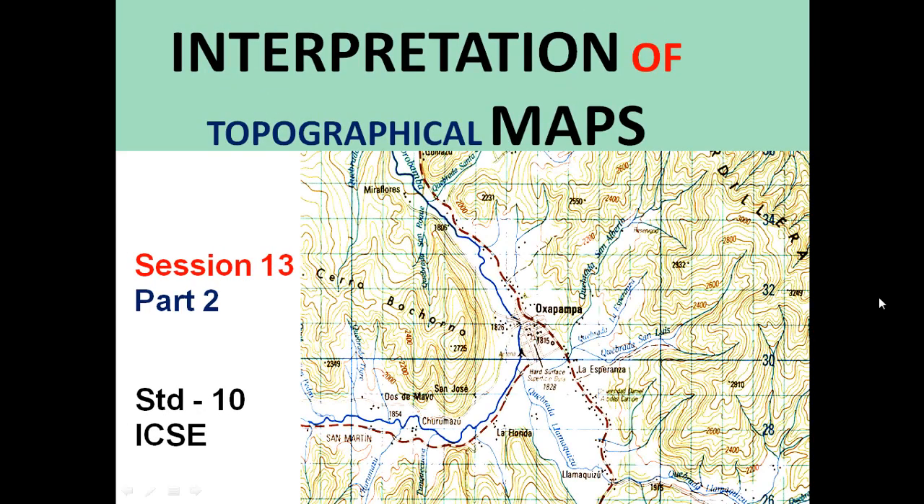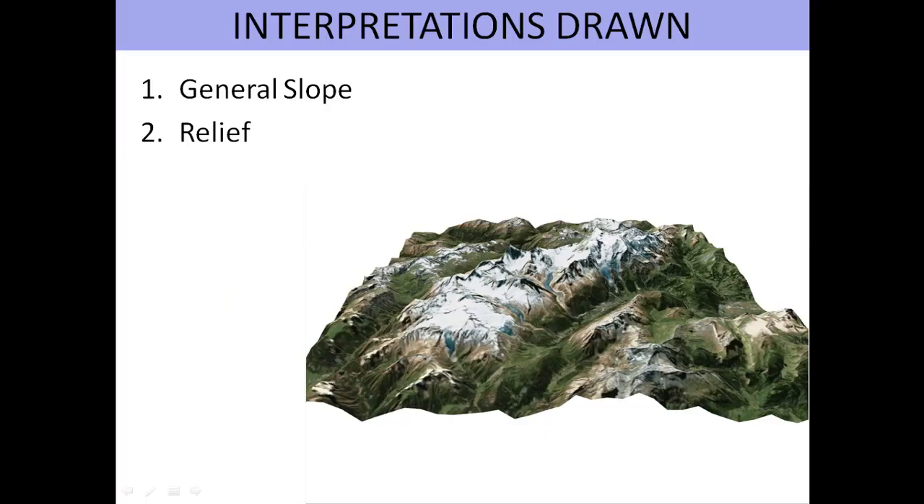Today's session is on interpretation of topographical maps, session 13, part 2, standard 10 ICSE. In the previous session we discussed the occupation of the people in the map extract, followed by the climatic condition and the vegetation type. This session is the extended version of the previous session. In this topic, we'll learn about the general slope as well as the relief features on the topographical map.